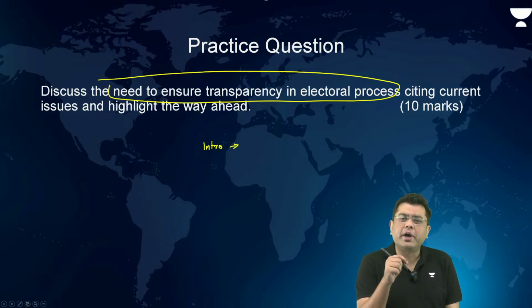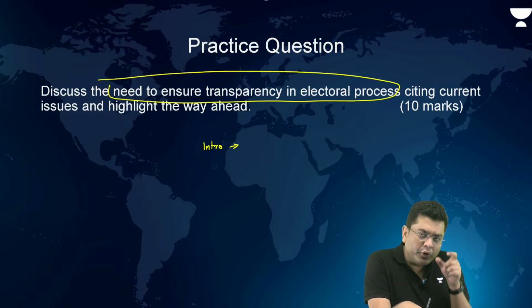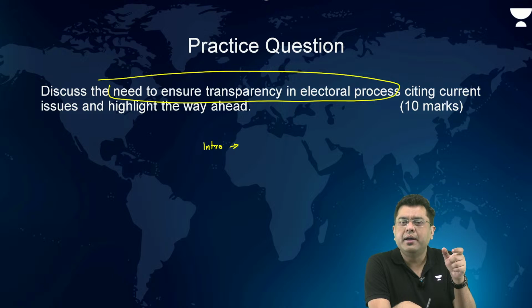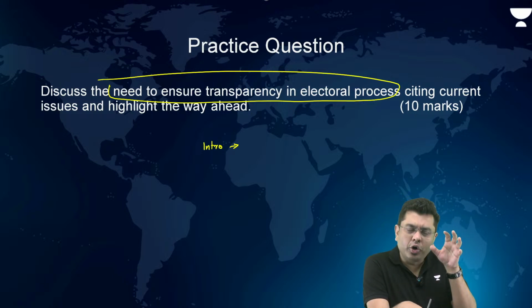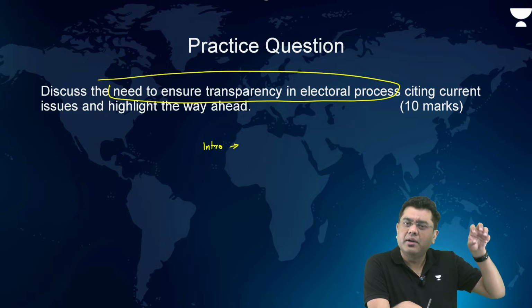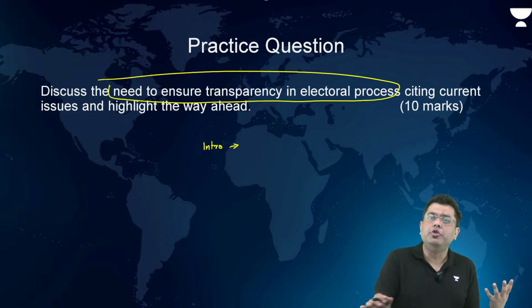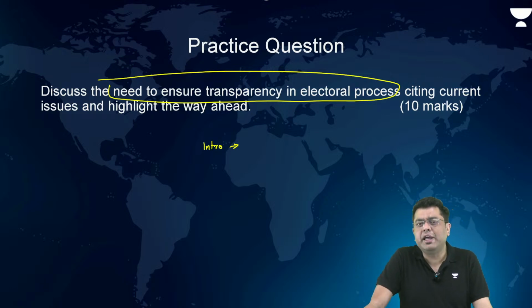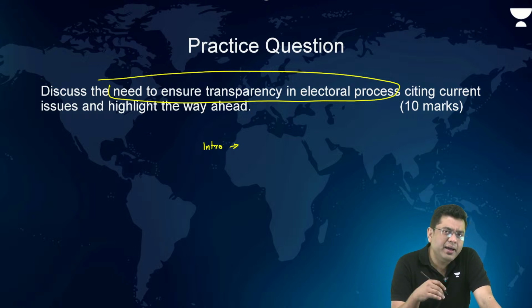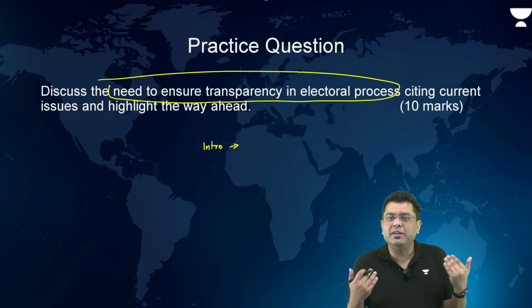In the introduction, you can talk about how in an electoral democracy, the process of election needs to be free and fair, and at the same time perceived to be fair, in order to maintain trust and faith in the electoral process and strengthen democratic norms. That is the brief intro that you can put, right? Now, in India, the elections have largely been free and fair. That is how you will start the body.